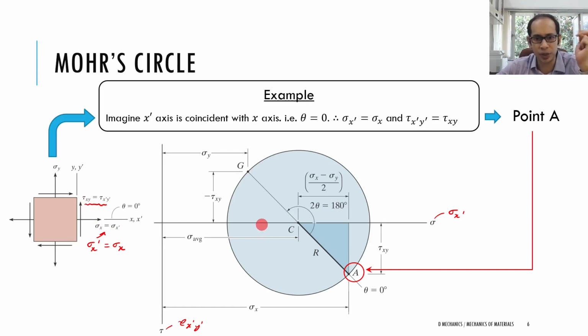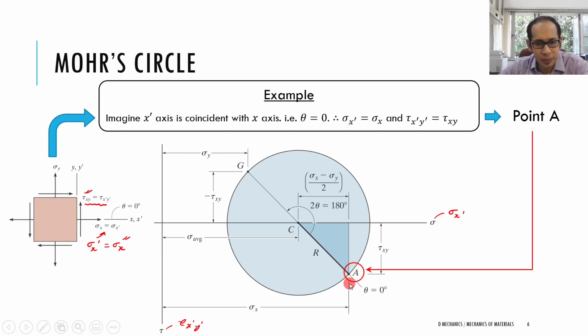You need two values. You need a value of sigma x prime, and you need a value of tau x prime y prime. So if I have the value of sigma x prime here, which equals sigma x, and a value of tau x prime y prime that equals tau xy, essentially, if I have this value over here and this value over here, I can put a dot on this Mohr circle, which is shown as this particular point A over here.